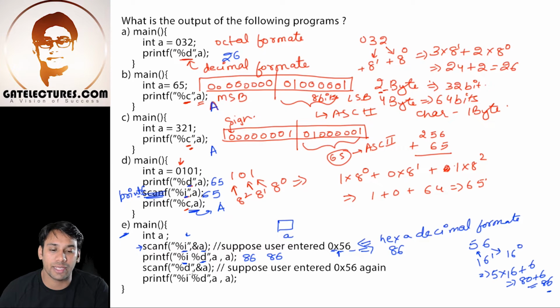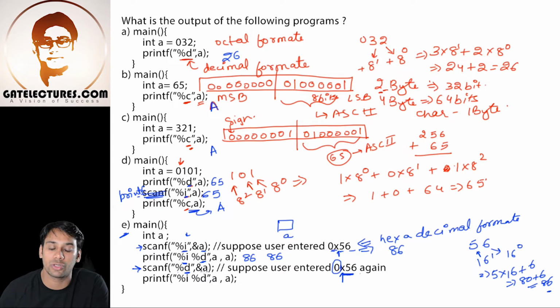Okay, and now in the next scanf statement, the user is entering the same value again, but the difference is here: instead of %i, I am taking the value with %d, right? And in this case, %d behaves in a different way. As I told you, in a printf statement %i and %d behave in a similar way, but in a scanf statement they behave differently. So here in %d, the user entered 0x56, but because this x is a character, this variable A is only going to take the first value, which is 0.